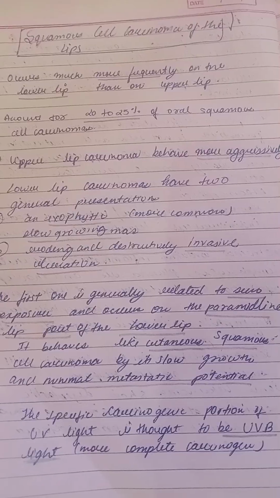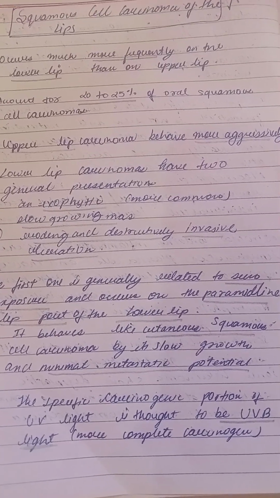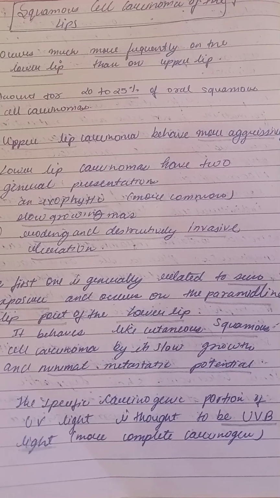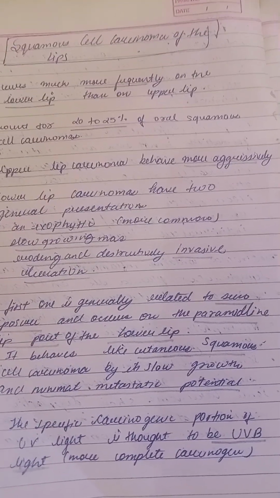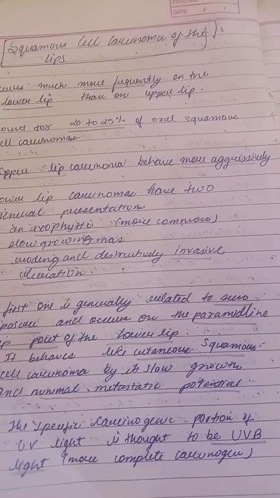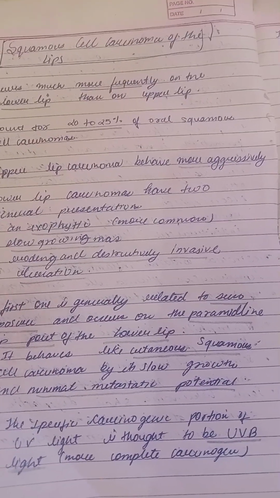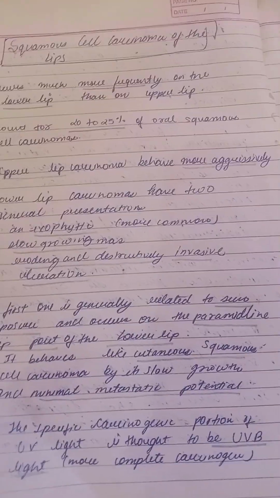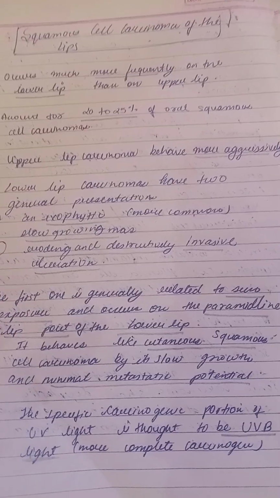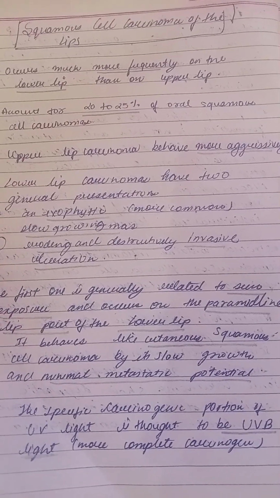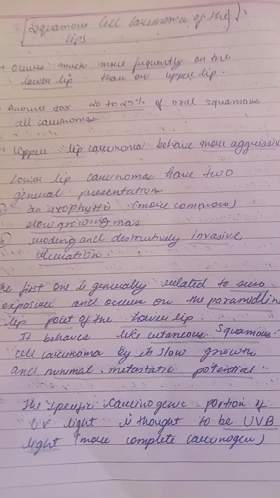The specific carcinogenic portion of UV light is thought to be UVB, which is a more complete carcinogen. UV light has different portions, UVA, UVB, categorized according to the wavelength spectrum. So UVB is the more complete carcinogen and is thought to be the specific carcinogen for lower lip exophytic growth.